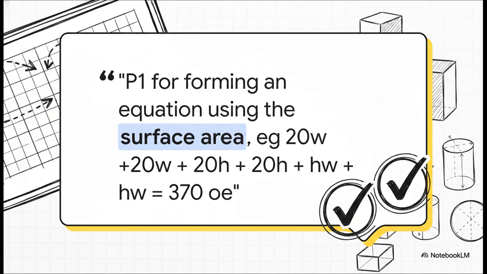Let's go back to our trusty mark scheme. And yep, there it is, clear as day. A second P1 process mark just for setting up that surface area equation. That's 2 marks in the bag. The problem is now officially set up.